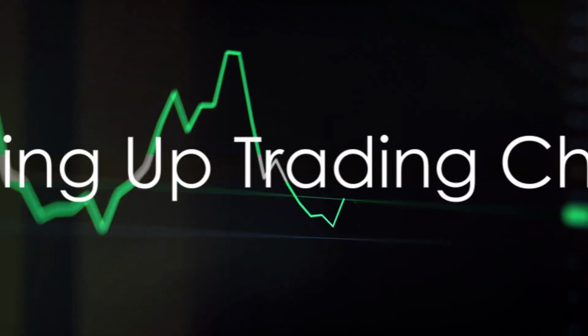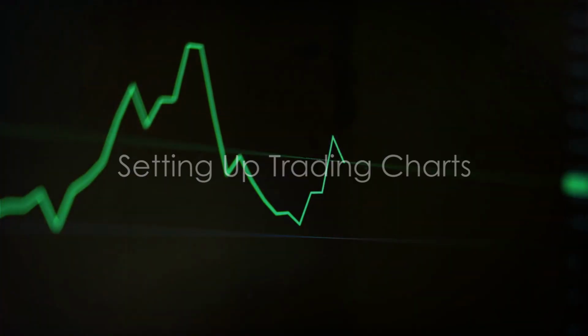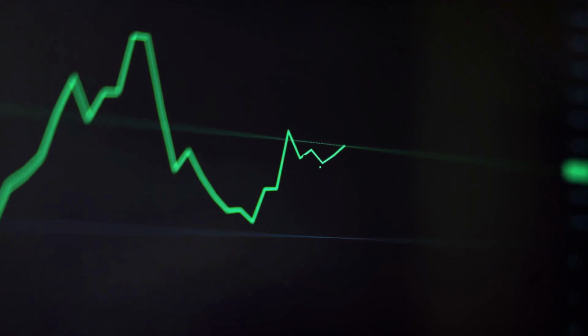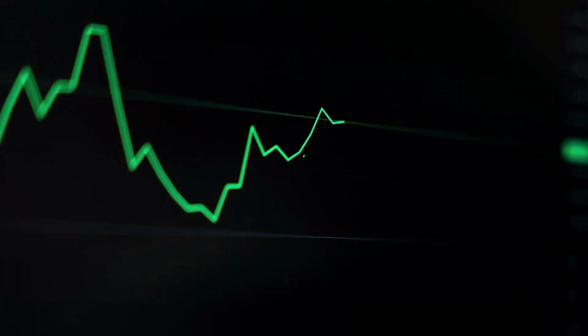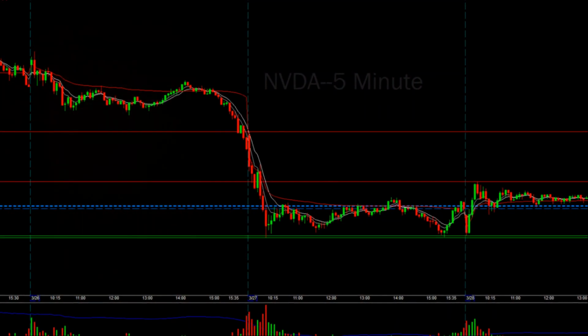Ever wondered how to set up trading charts and use indicators for successful trades? Today, we delve into this intriguing topic. The first step is setting up the chart.